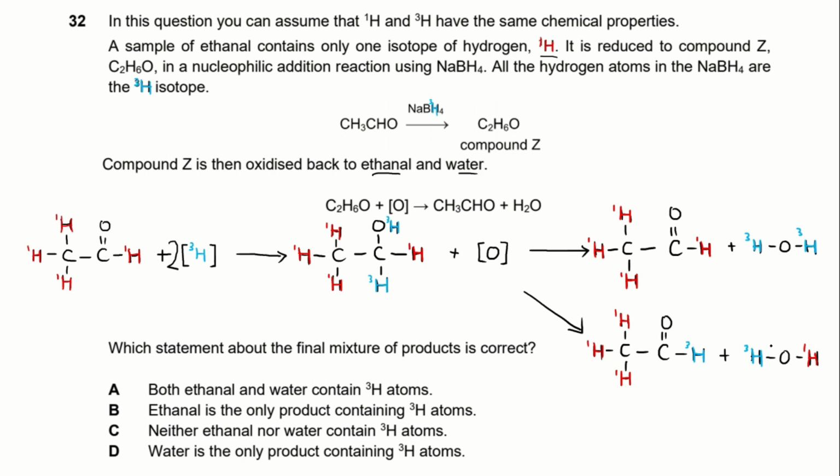Now let us check which statement about this final mixture of products is correct. A. Both ethanol and water contain hydrogen 3 atoms, which is correct. All these mixtures, all the ethanol and water contain hydrogen 3 atoms. So statement A is correct. Statement B, ethanol is the only product containing the hydrogen 3 atoms. This is obviously incorrect because water molecules also contain hydrogen 3 atoms.